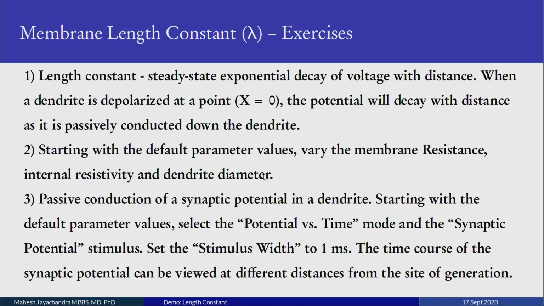So some of the exercises you can do is look at the steady state exponential decay of voltage with distance. So when the axon or dendrite is depolarized at a particular point where x equals 0, this will decay with distance as it's passively conducted down the dendrite. The other exercise to do is to vary the membrane resistance, then the internal resistivity, and the dendritic diameter. Then another exercise you can do is the passive conduction of a synaptic potential in a dendrite. So we select the potential versus time and the synaptic potential stimulus rather than electric stimulus, and we set the stimulus width to 1 millisecond.